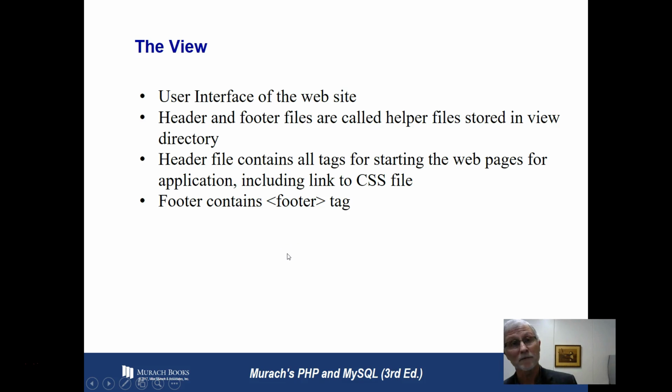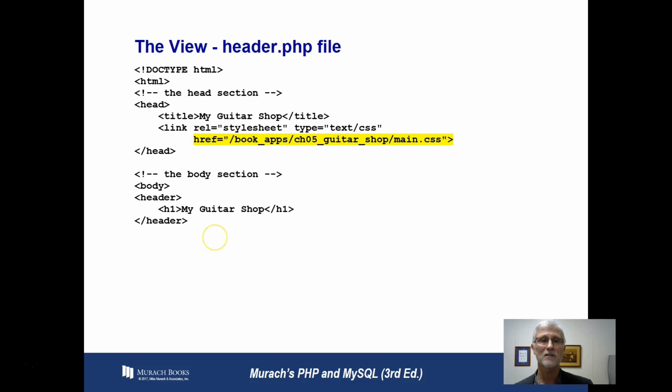Now, like I said, the view now is the user interface of the website. It includes the header and footer files, which sometimes are called helper files, because you want everything to be consistent across your web page as far as what the footer looks like and what the header looks like. It contains tags for starting the web pages for the application, including the CSS file, to make sure it has the same look and feel. And then the footer has the footer tag, copyright, company name, things of that nature. So you get an idea of what this looks like.